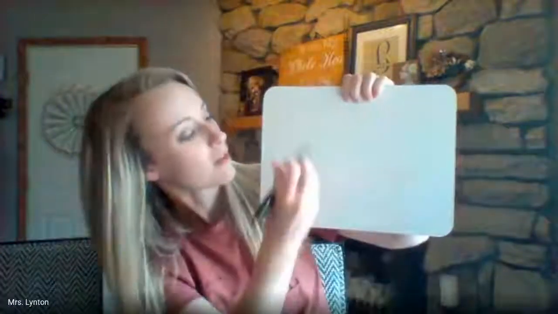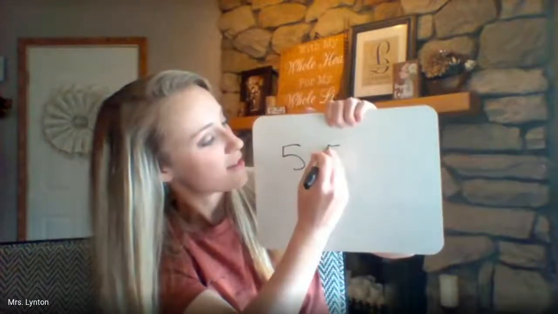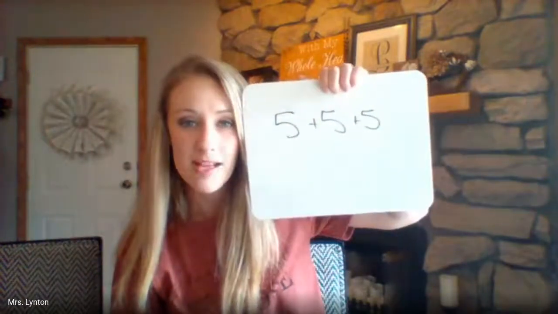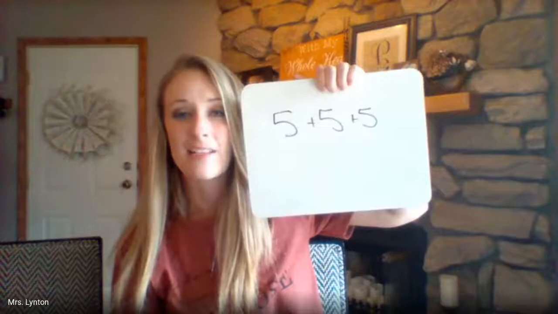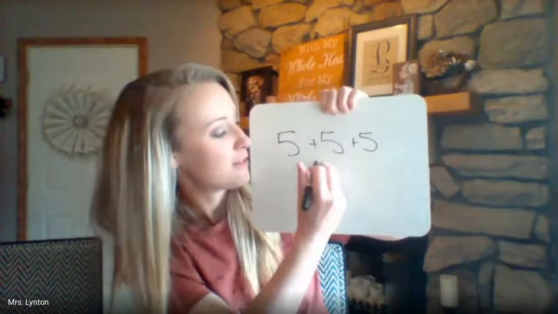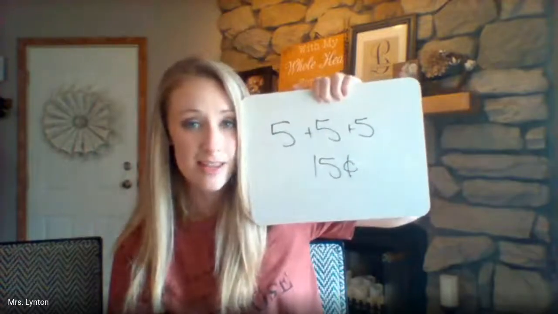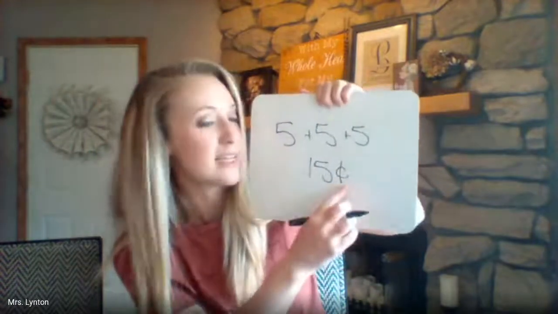So if you were going to write a number sentence to represent 3 nickels, you would do 5 plus 5 plus 5. And each 5 represents a nickel because that's what it's worth. And then the answer would be 5, 10, 15. 15 cents. And don't forget to write the cent sign, which is a C with a line through it.